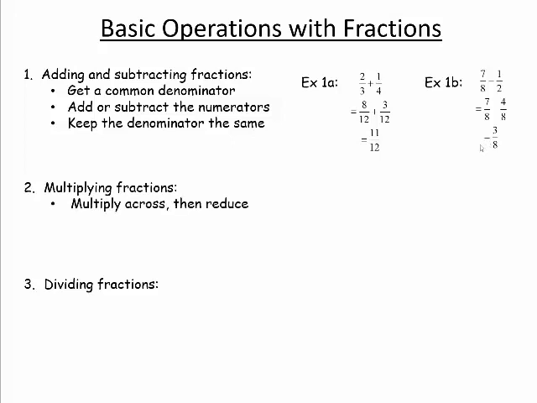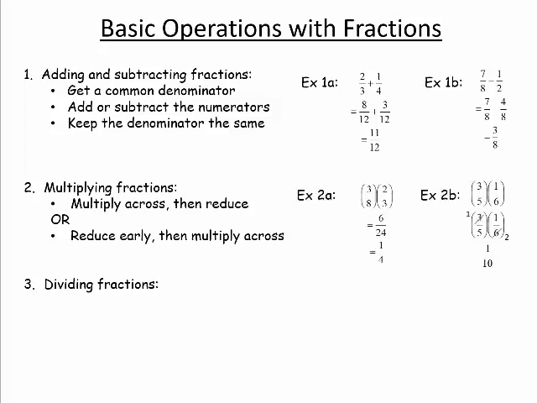All right, multiplying fractions. All you're going to do is multiply straight across. The tops multiplied by the tops, so numerators times numerators, and then the bottoms multiplied by the bottoms, or the denominator times the denominator. Or you can reduce early, and I'll show you how to do that. Then multiply across. And in each case, you check to see if you can simplify.